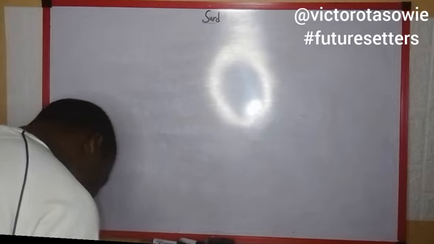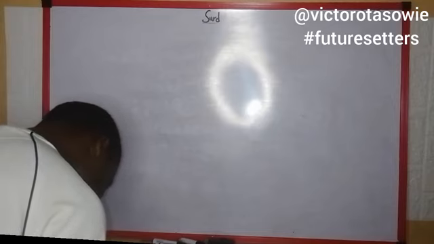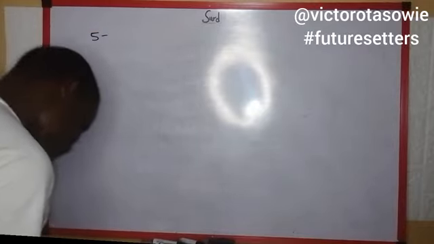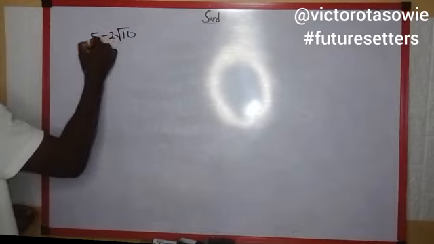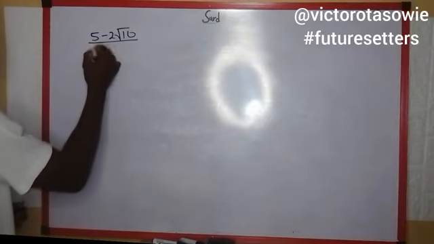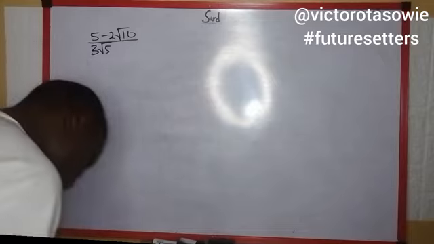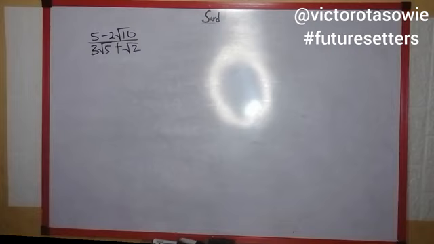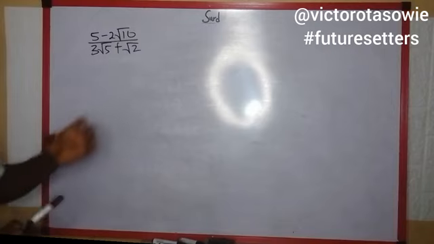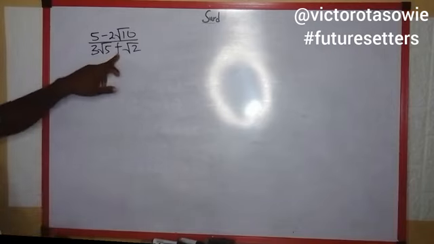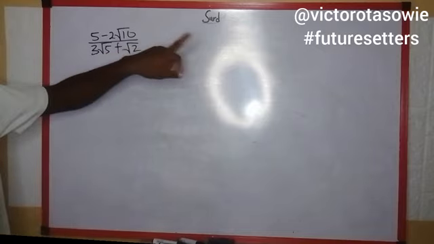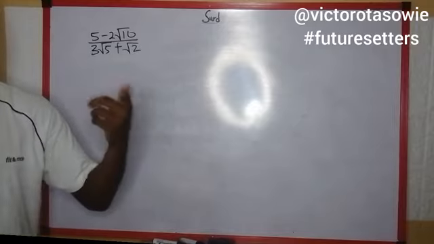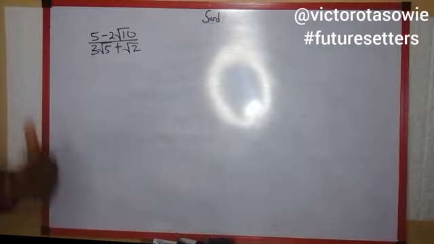Okay, so we have the question on the board. 5 minus 2 root 10 over 3 root 5 plus root 2. Now, like I said, whenever you have this kind of question, you are going to rationalize. If the denominator is positive, then what you multiply by will be negative. Whenever the denominator is negative, what you are multiplying by will become positive.